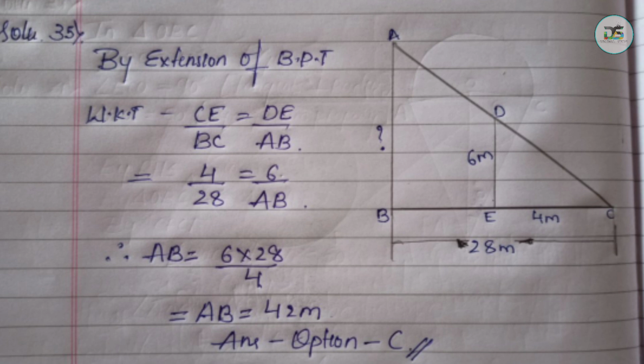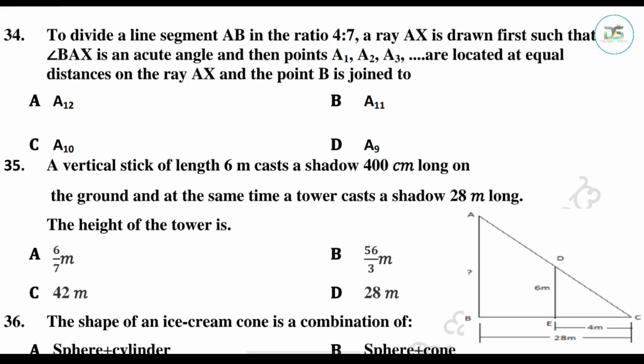By extension of BPT, we know that CE divided by BC is equal to DE divided by AB. So therefore, by putting the values, that is CE is 4, BC is 28, is equal to DE is 6 and AB we need to find out. So therefore, AB is equal to 6 into 28 divided by 4. By solving it, we get AB is equal to 42 as an answer. So therefore, the right answer is option C, 42 meter. Next question.